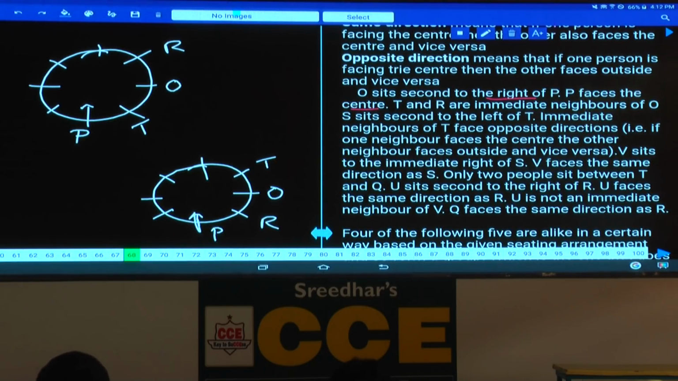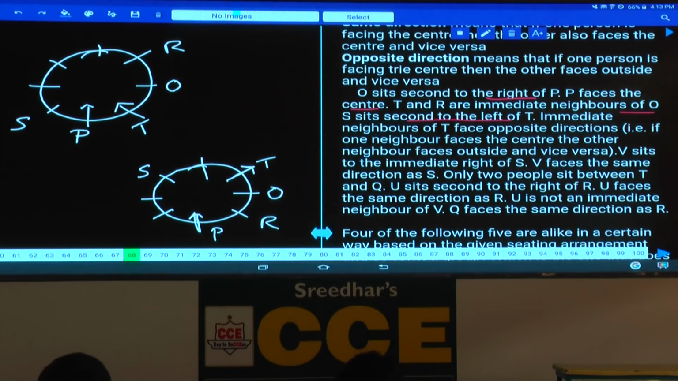T and R are the immediate neighbors of O. S is seated second to the left of T. In this case, S will be here, and in this case, S is here. T faces the center. Here, T will be away from the center. And S sits second to the left of T. Immediate neighbors of T face opposite directions.